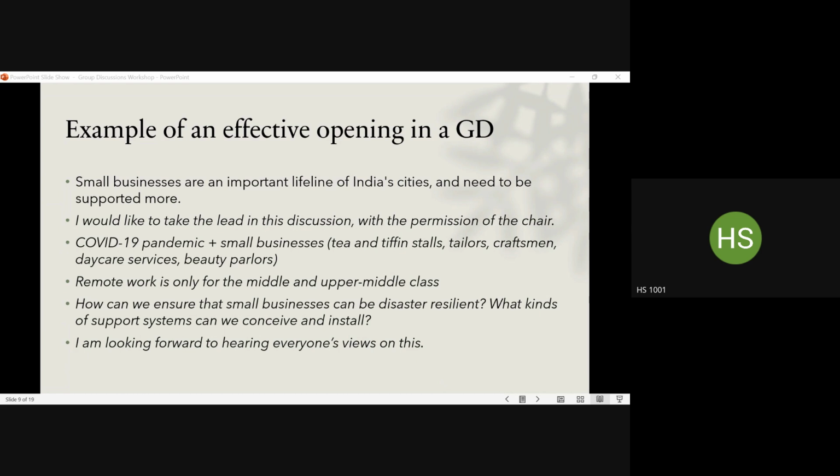The leader is not hogging the mic. The leader is not saying, I have so many important things to say. The leader is rather just saying, this topic can be discussed in several different ways. These are some of the questions that we can address here. I would really like to hear what everybody else has to say about this. Is that clear to everybody? Yes, ma'am.